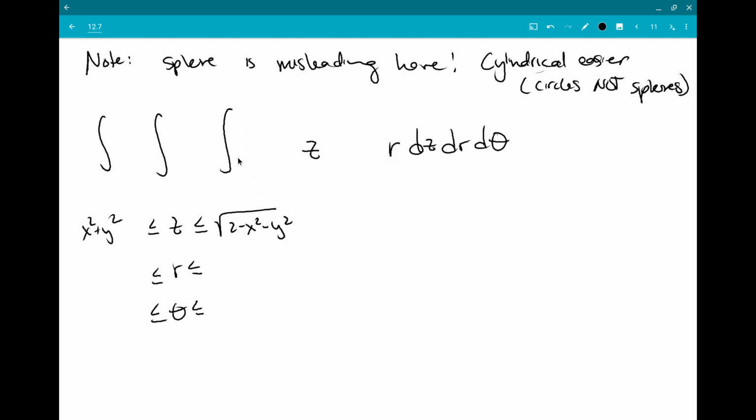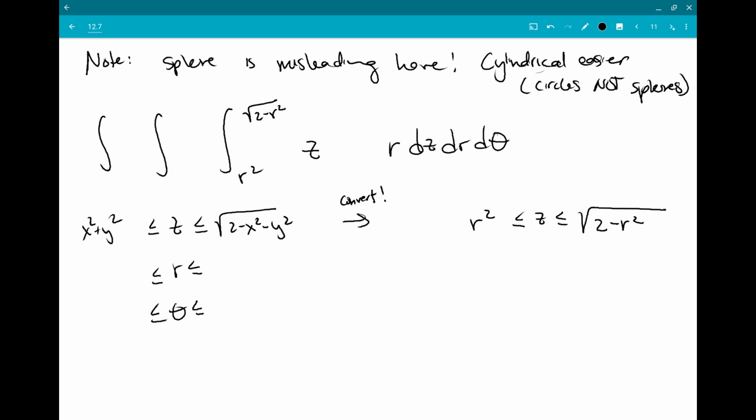But I'm not going to write them right there yet because I have to remember that I have to convert to polar coordinates. So everywhere I see an x squared plus y squared, that becomes an r squared because x and y are gone. So x squared plus y squared becomes r squared, and root 2 minus x squared minus y squared is the same as root 2 minus r squared. All right, I got that.